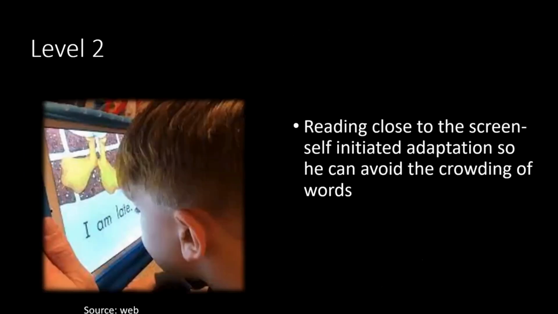Then one more example. This child is a very curious child, and he wants to read everything which is provided next to him. So what he did was he took the screen close to his eyes, and this was done to avoid the crowding of the words. It was a very simple sentence of 3 words saying "I am late," but even that was difficult for him to read together. So he takes the screen very close to him and tries to read one word at a time, which helps in magnification, and he can see it himself and read in a better way.